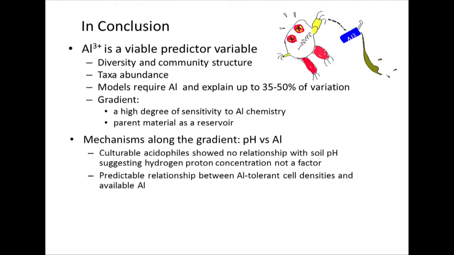Okay, so mechanisms governing abundance on the gradient, pH versus aluminum. Well, at least over this narrow pH range, there was no relationship between the acidophile abundance and the hydrogen proton loads. Okay, but we're just talking about this narrow range between 5.5 and 6.5. But we do see a predictable pattern between the aluminum chemistry in the soils and aluminum-tolerant organisms.